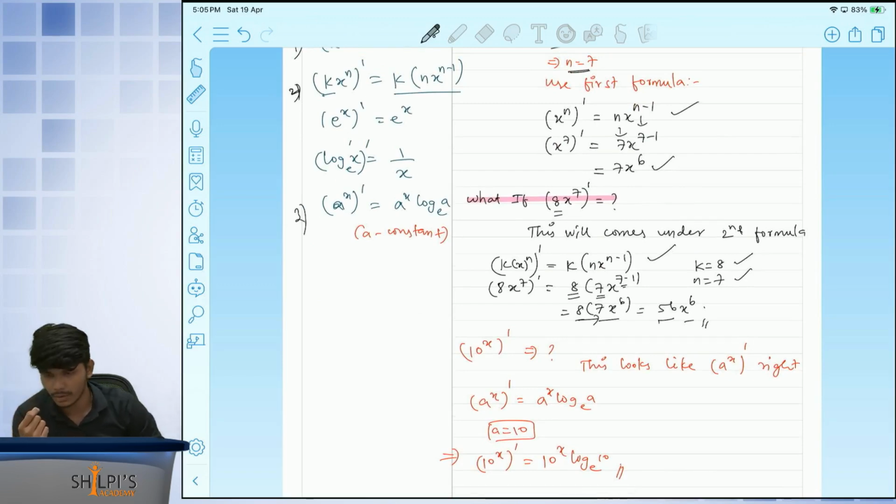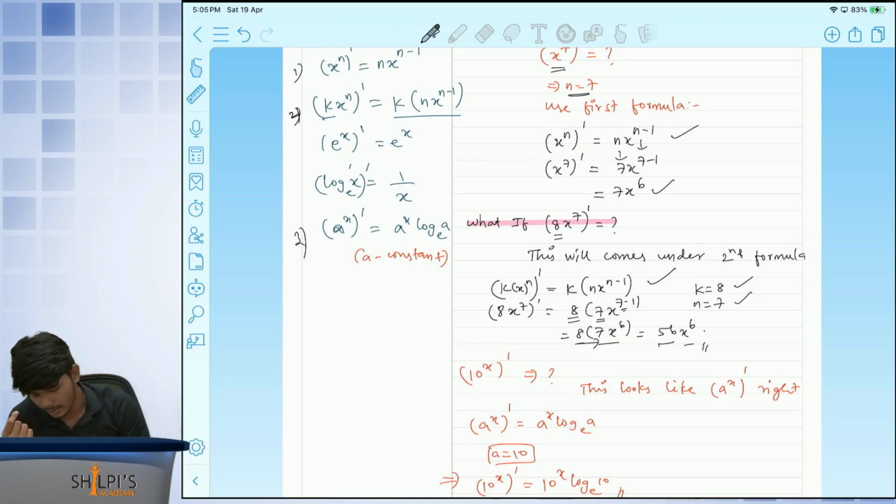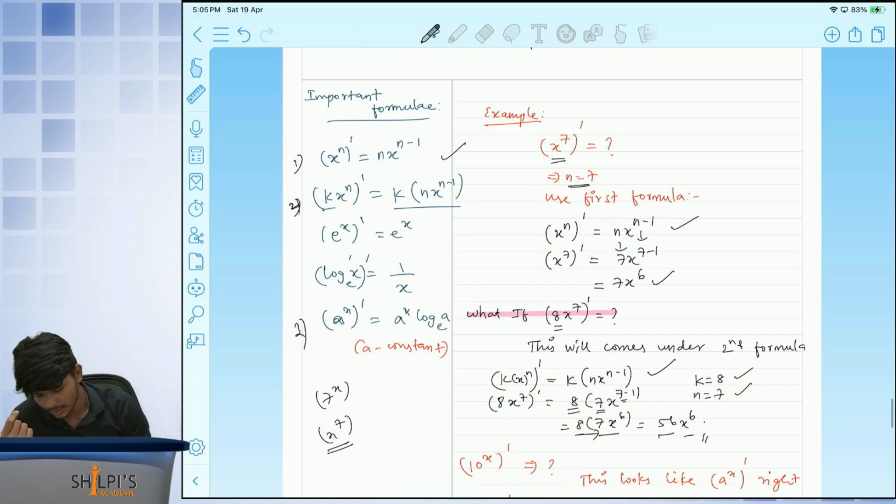So I am going to learn by heart the third formula, the differentiation of a power x, where a must be a constant, it should be a number. If I have 7 power x and x power 7, 7 power x comes under the third formula and x power 7 comes under the first formula. You should know the difference.